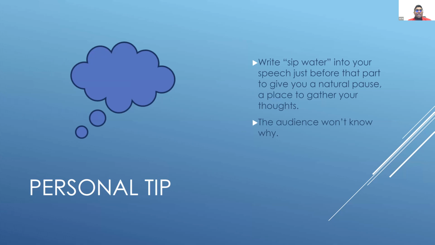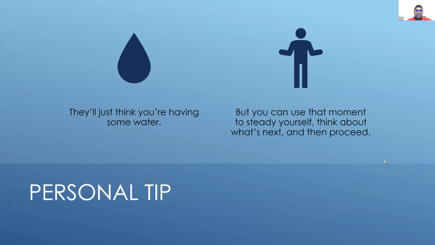And that's it. That's the same method you should use in life as well. We make mistakes, you fall down, you should just get back up quickly and try not to make that mistake again, and don't dwell on it. So let's take that deep breath and continue forward. Don't just think that you're having a sip of water, but you can use that moment to steady yourself, think about what's next, and then proceed.